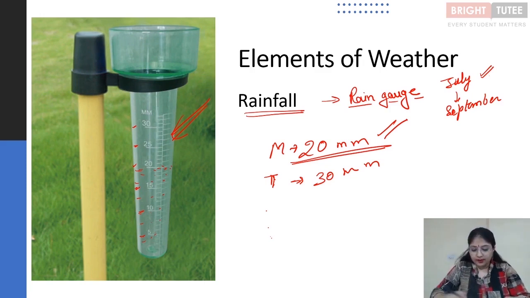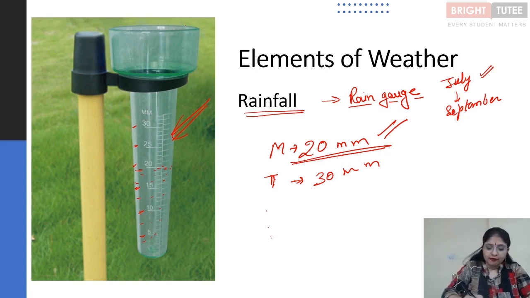Now this is the rain gauge, which you will see that the structure is basically a funnel that is connected to a measuring cylinder, right? So this is what it is called as the rain gauge.